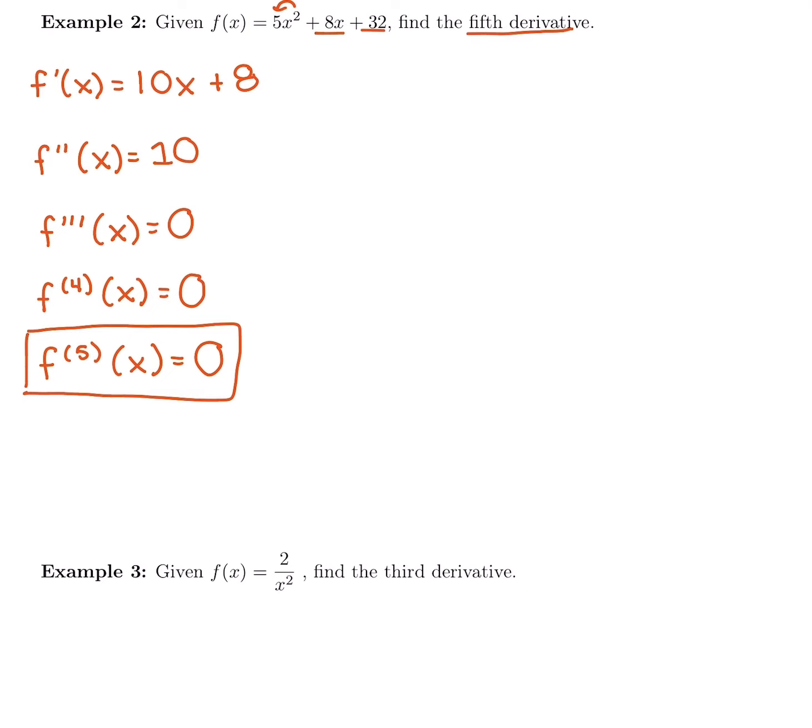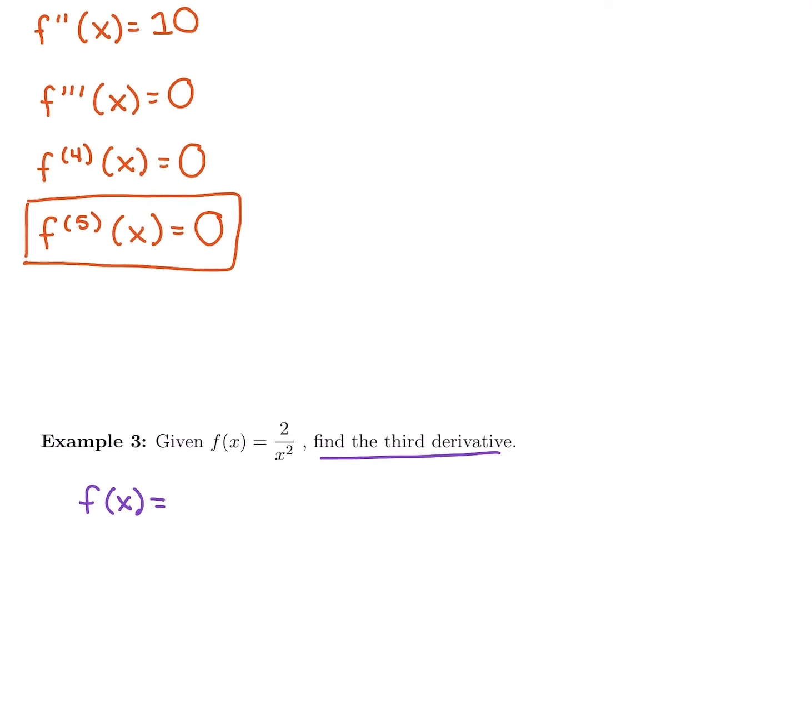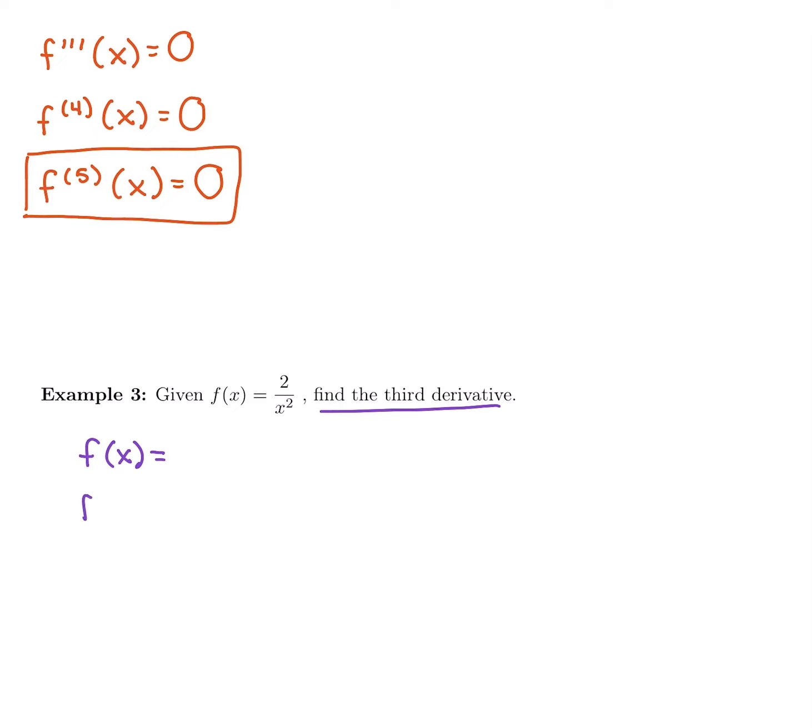This last one here, we have f of x is 2 over x squared, and we're going to find the third derivative, so we don't have to go as far this time. I'm going to start out by just writing f of x. I'm going to rewrite that one because it's written as a fraction, and then I'm going to label my 3 derivatives just so I remember where to stop. I'm going to take the first derivative, the second derivative, and then I'm going to stop at the third derivative.